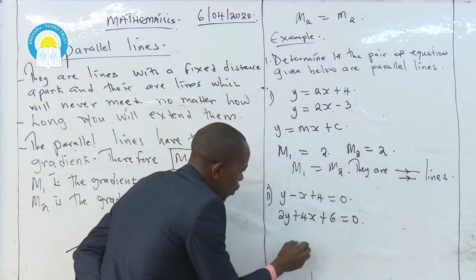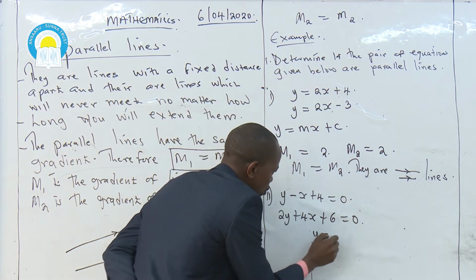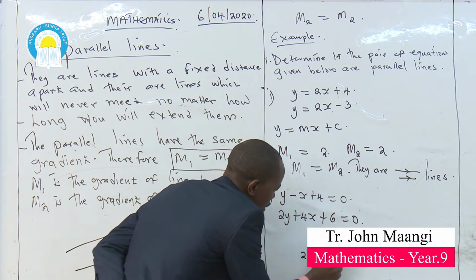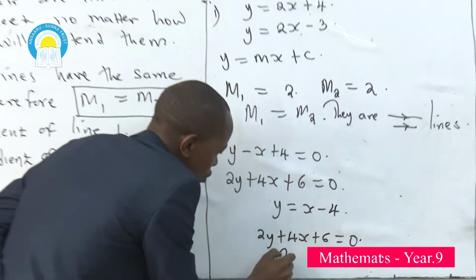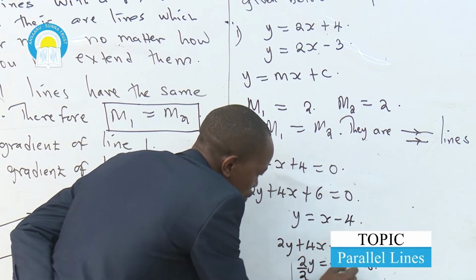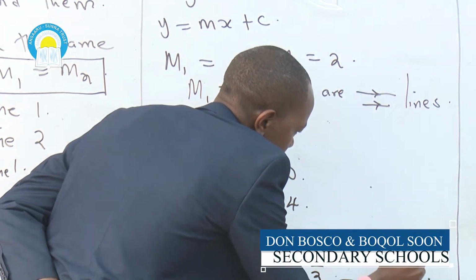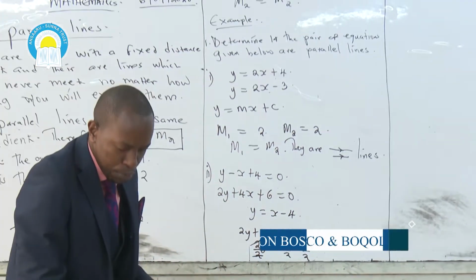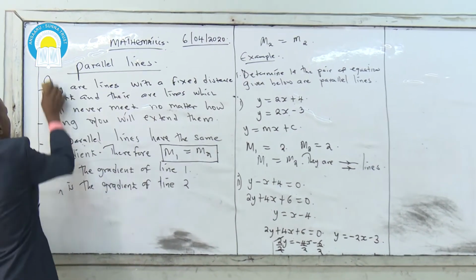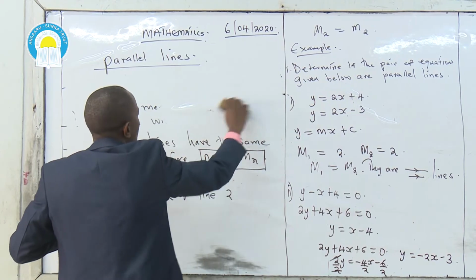We start with the first one, where we take negative x and plus 4 to the other side. We'll have y is equal to x minus 4. And then in the second one, we have 2y plus 4x plus 6 is equal to 0, so 2y is equal to minus 4x minus 6. Then we divide both sides by 2, so that we have y is equal to minus 2x minus 3. Now the two equations are written in the form y is equal to mx plus c.